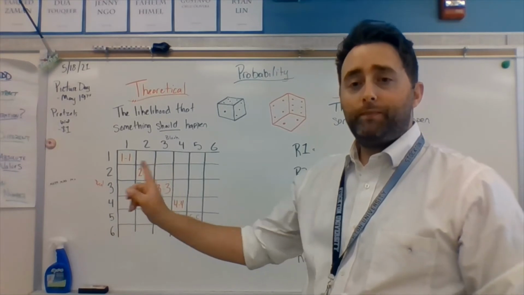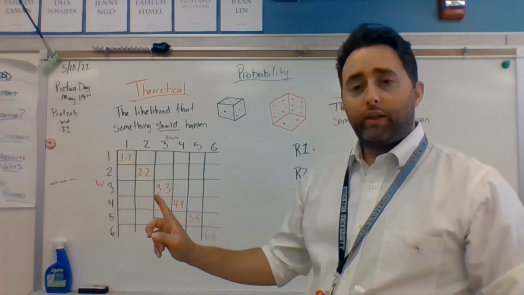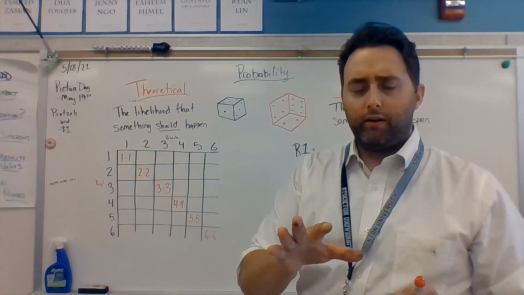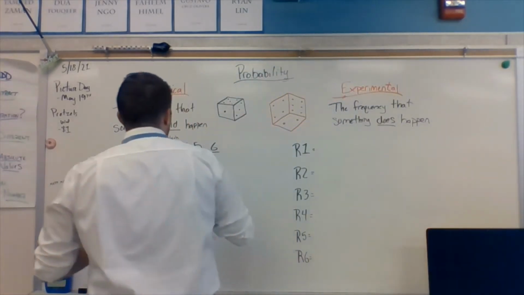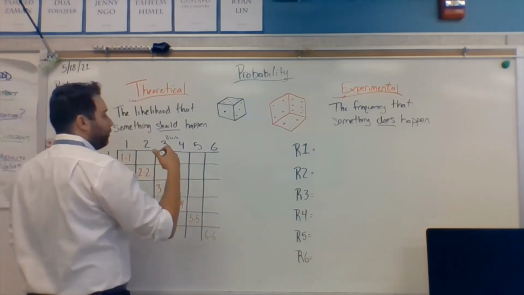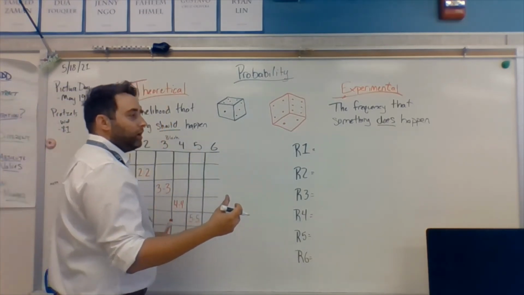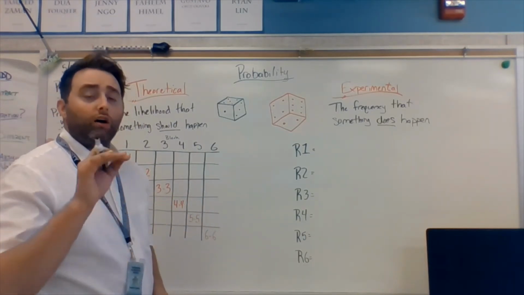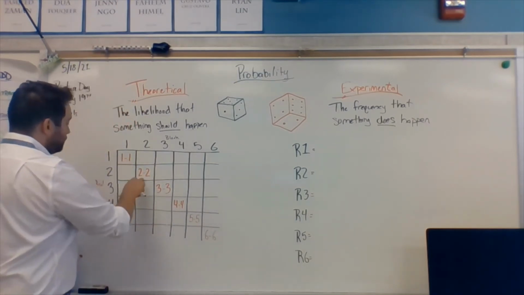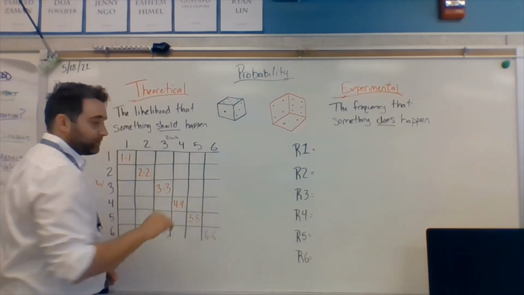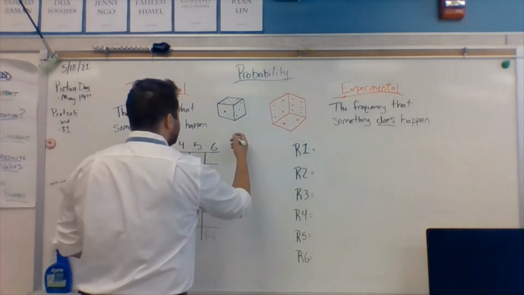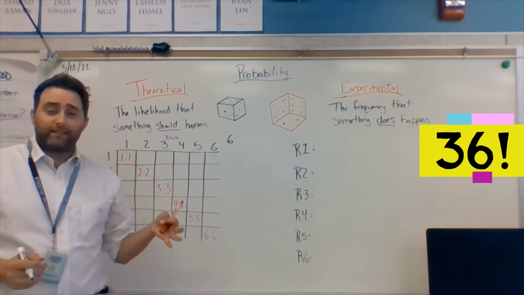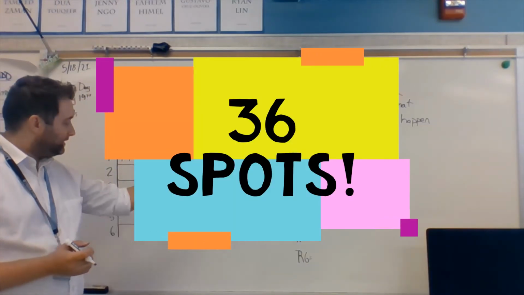But I could also roll a 1 and a 1, a 2 and a 2, a 3 and a 3, a 4 and a 4, a 5 and a 5, a 6 and a 6. So let's take it step by step here before I get too advanced. 1 through 6. So the likelihood of rolling a double with 2 dice is 1, 2, 3, 4, 5, 6. 6 opportunities out of a total of 36 chances, 36 rolls, 36 spots.